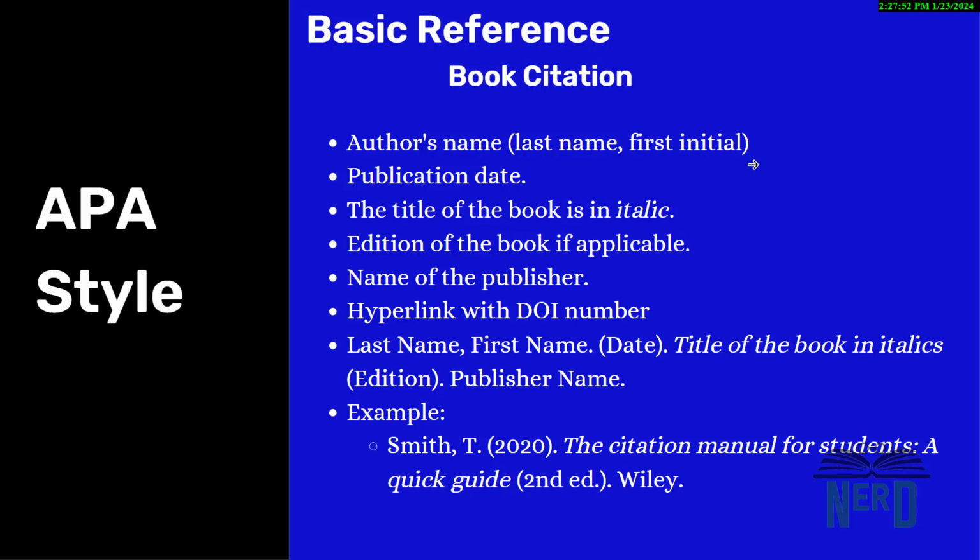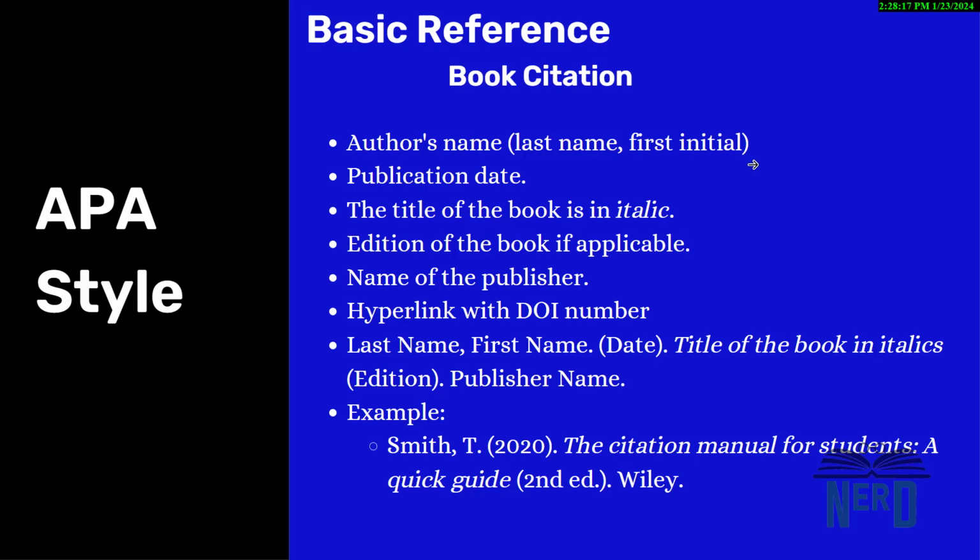There should be the author's name, especially the last name, and then the first initial. The publication date should be there. The title of the book should be in italics. Remember that. An edition of the book, if there is one, you should mention, and the name of the publisher, very important, if there is any, of course. Then a hyperlink, if you have the link or DOI number, you can mention that also.